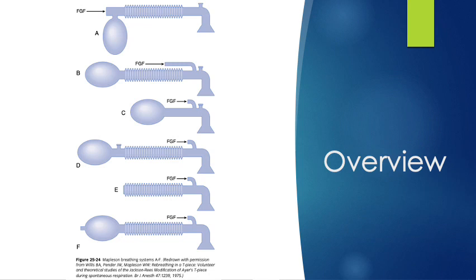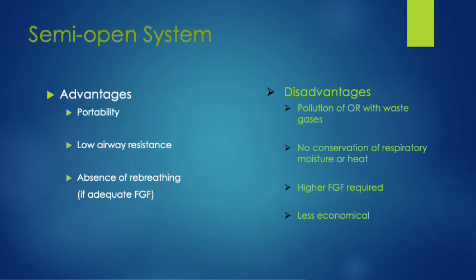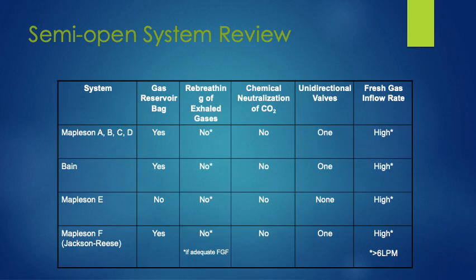Here's another overview and the different types of systems. The advantages to semi-open systems: they're portable, there's low airway resistance excluding the Bain circuit, and there's absence of rebreathing if adequate fresh gas flows. Disadvantages: there's pollution of the OR or the environment because there's not an absorber. There's no conservation of respiratory moisture or heat. Higher fresh gas flows are required, so if you're using a cylinder, you're going to run out of fresh gas flows sooner, and it's less economical.